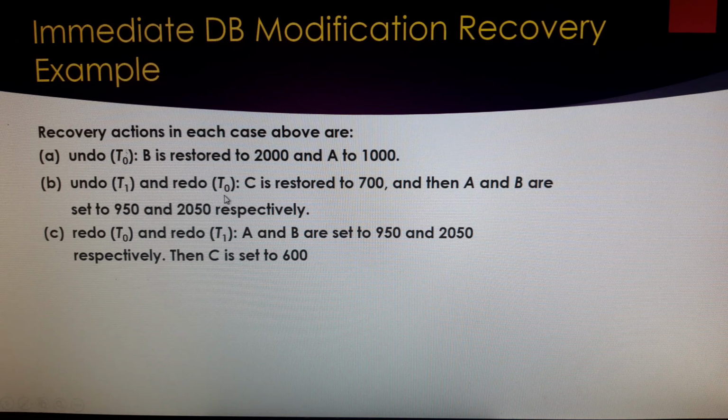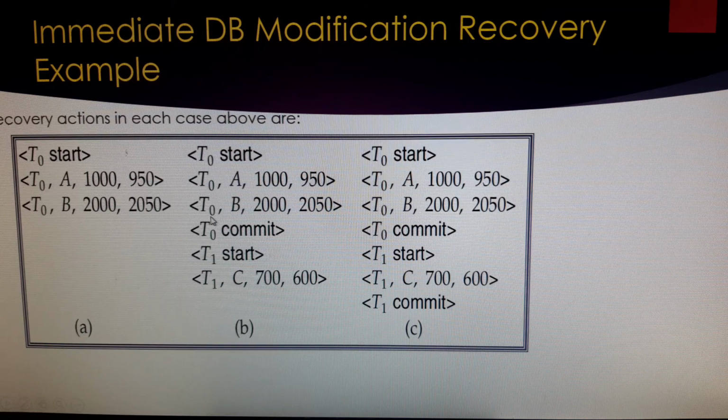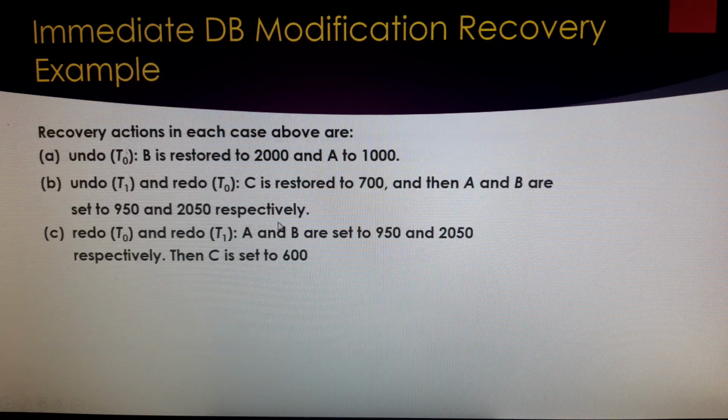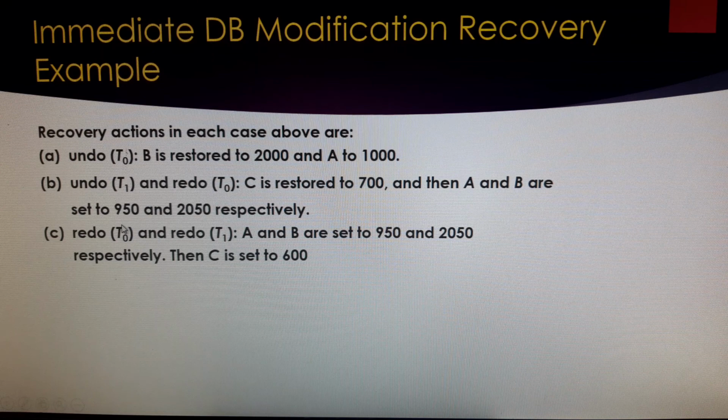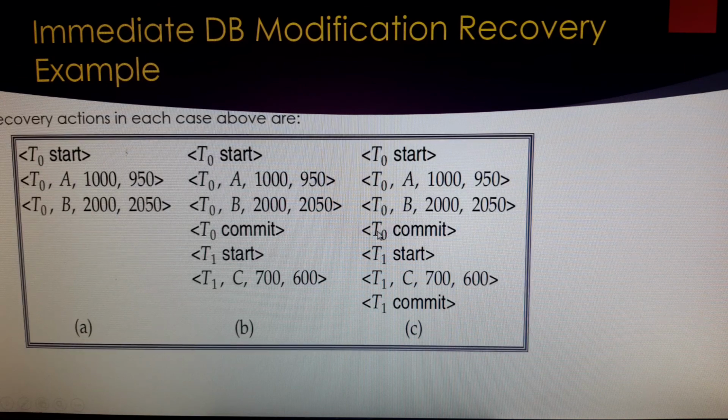Redo of T0 means restoring with the new value. What is the new value of T0? The new value is 2050. So it is restored with 2050. And what is the value of T1? The T1 initial value is 700. Likewise, we have to undo to 700. So for this purpose, we are going to set the value to 700. Likewise, let us move to the next case.